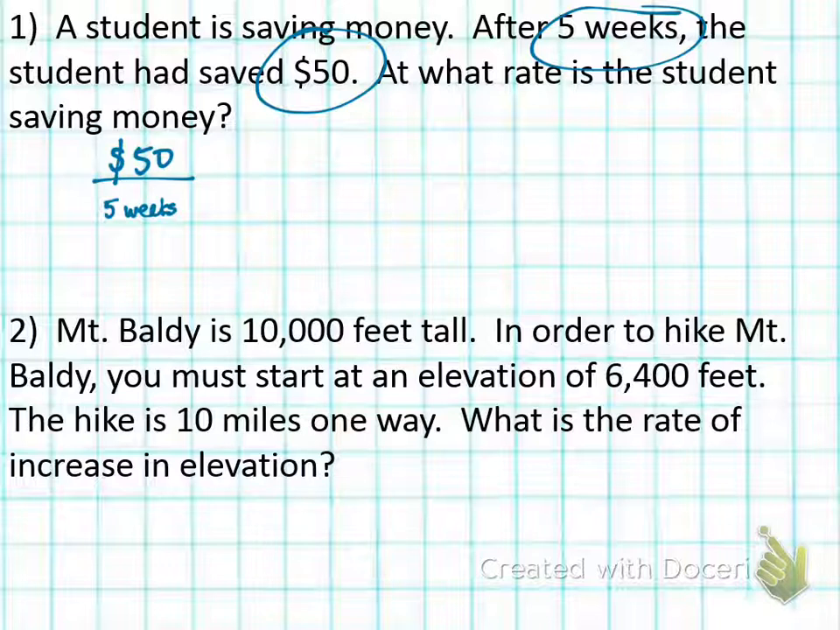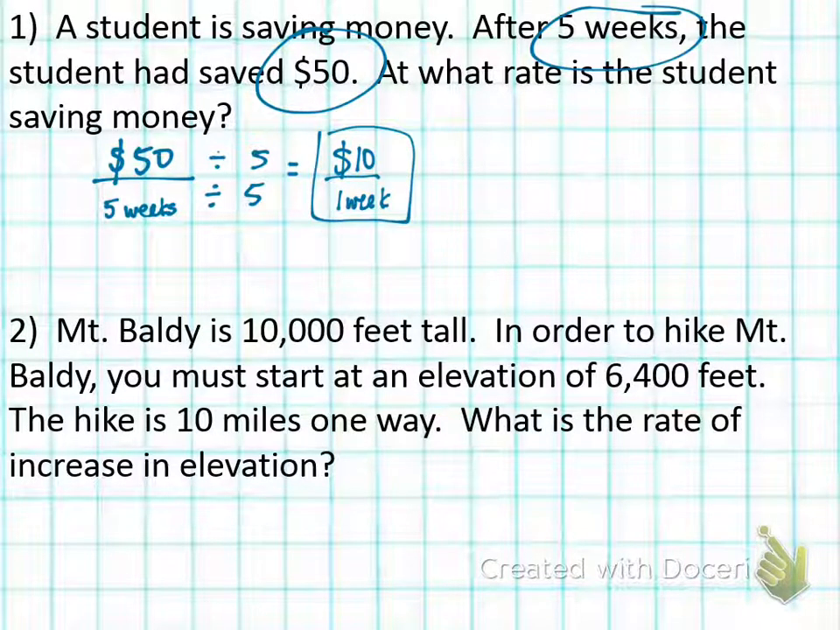And then I'm going to divide. Step 4 says divide by the denominator, which means I'm going to divide the numerator and denominator by 5, okay? So 50 divided by 5 is $10, and 5 divided by 5 is 1 week, okay? So this is giving me a unit rate that this student is saving $10 a week. It means that they're increasing $10 a week. Does that make sense, everyone?